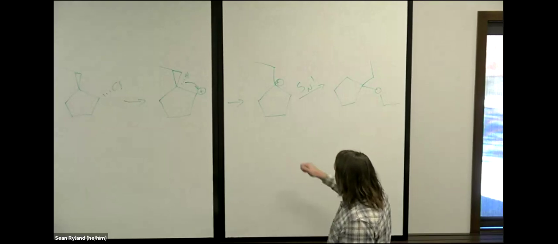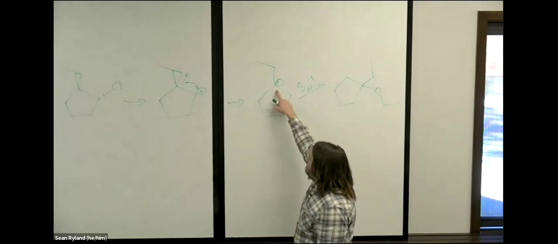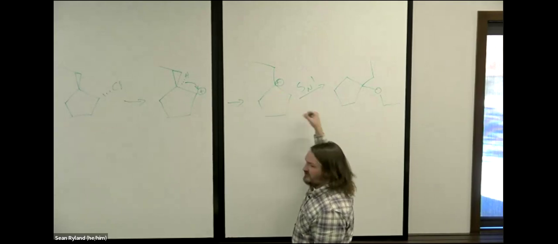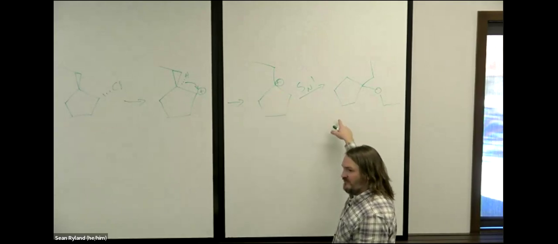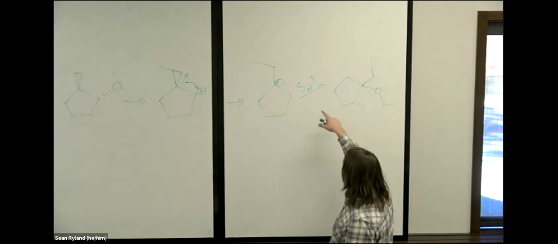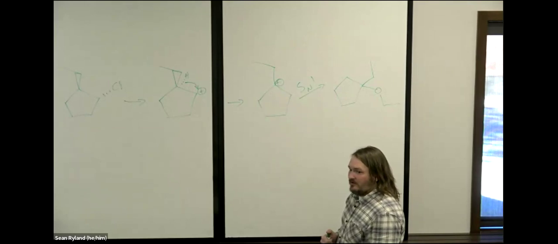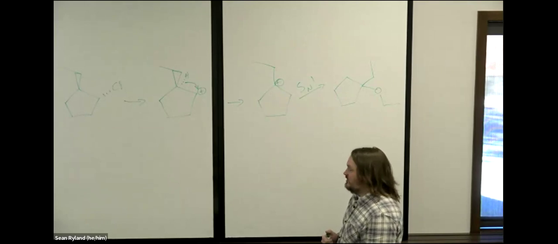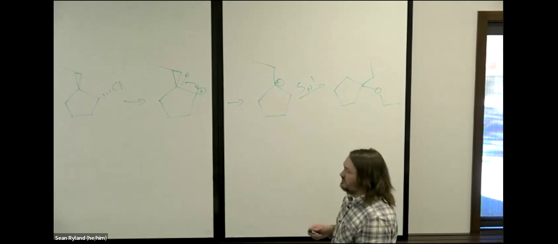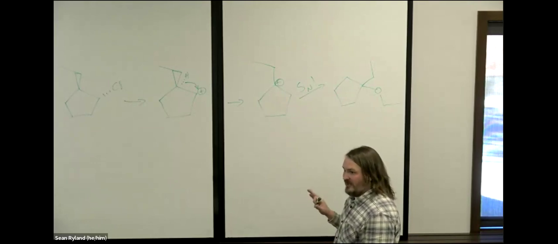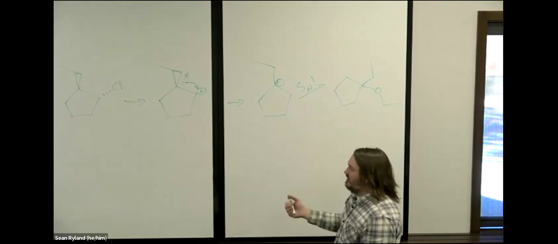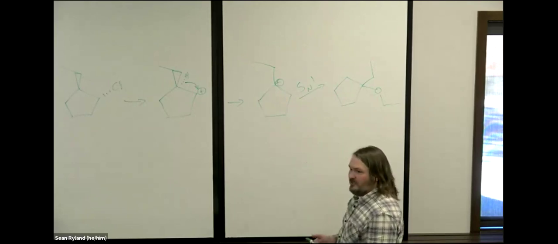And just a recap. Even if we had four different substituents here, we would get a 50-50 mixture of R and S because what's the geometry of a carbocation? Trigonal planar, right? It's sp2. So we would lose all stereochemistry at that point because it becomes totally flat. So our nucleophile can come in from either direction.